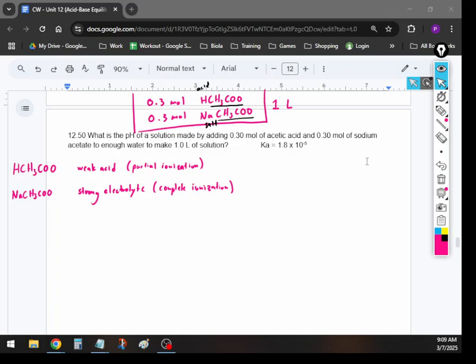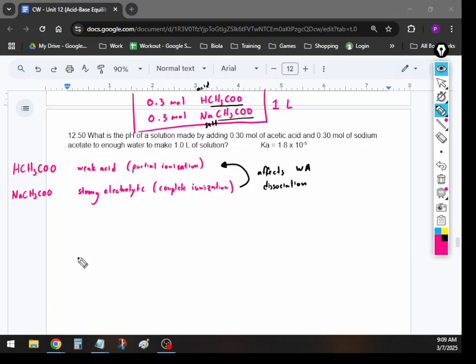All right. So this is going to inform us about what's going on here, because you got a weak acid and a strong electrolyte. Since this guy is going to completely ionize, it's going to affect the weak acid dissociation. Okay, and let's talk about why it does that.